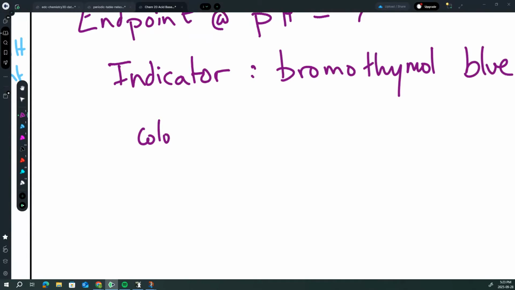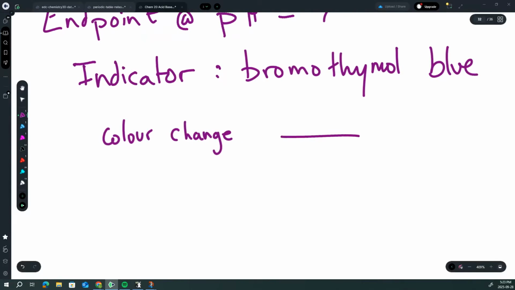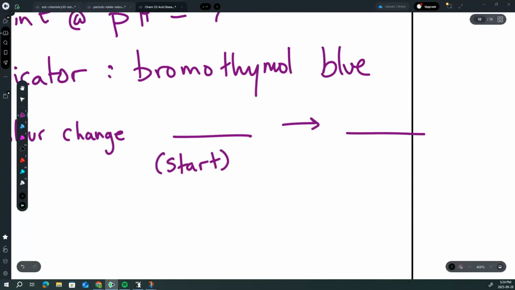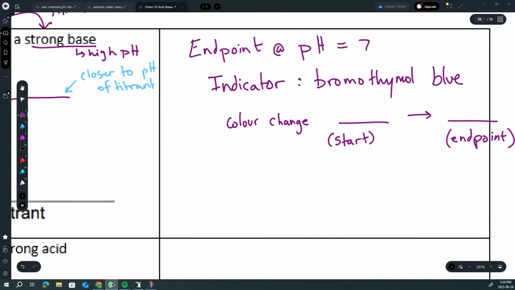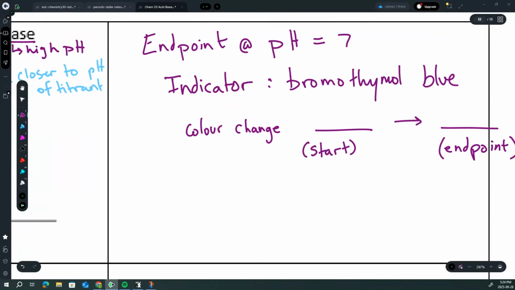All right, so the color change we would expect. First off, we're going to talk about what we would expect at the start and what we would expect at the end point, because those are the two we care about. We don't really care about what the color would be at the end. All right. And you know what? I'm just going to write out what would happen for phenol red as well. And we can do this all in the same go.